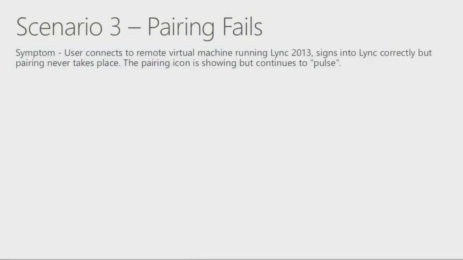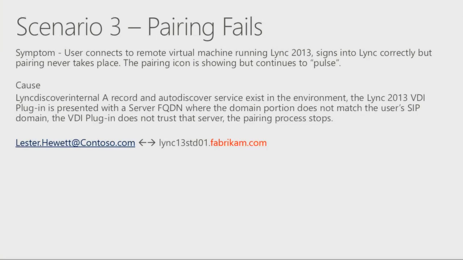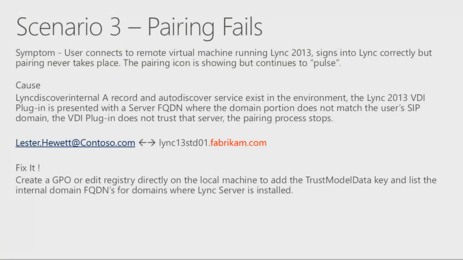And again, the fixing of it is relatively painless, one might say. What we need to do here is leverage the trusted server model, trusted data model registry keys. What we're doing basically is putting in the FQDNs of the internal Active Directory domains that host Lync servers. So we are telling the Lync VDI endpoint to trust those domains and run them through.